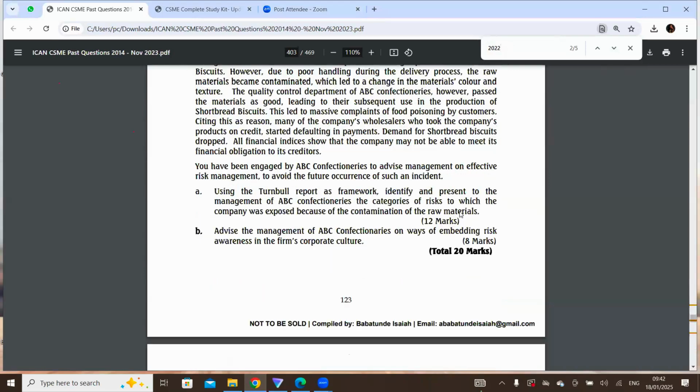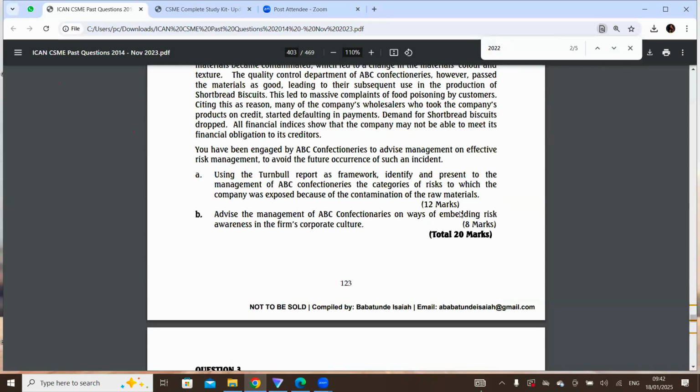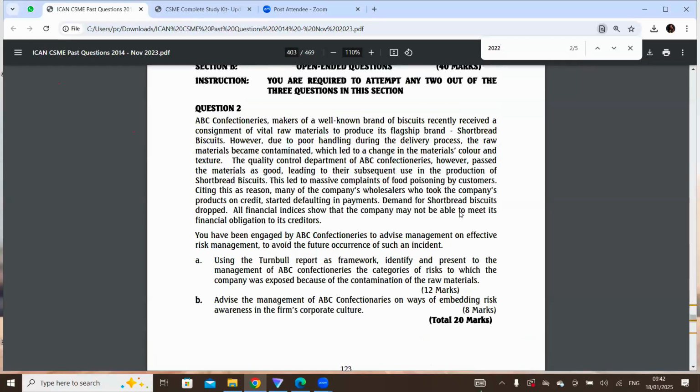November, let's check question 2. Can you see? Using the Turnbull report, identify and present to the management of ABC Confectionery the categories of risks to which they may be exposed. And they did not give you a lot of context, right? You are the one that will say what a company that is doing confectionery, snacks, refreshment can face.